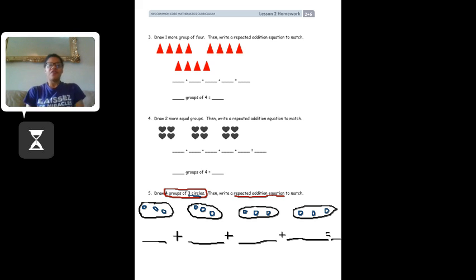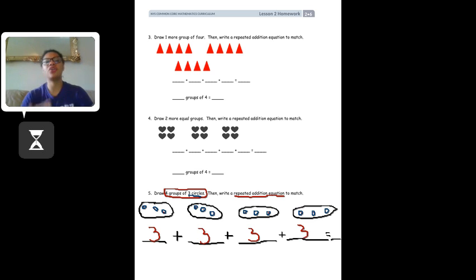So for my first group, I'm going to switch back to my red pencil so I can draw. I have 1, 2, 3 circles for my first group. Then let's go to our second one. I have 1, 2, 3 circles for my second group. And then I have 1, 2, 3 for my third group. So I'm going to write the number 3 down in my third blank. And then I have 1, 2, 3 for my fourth group.